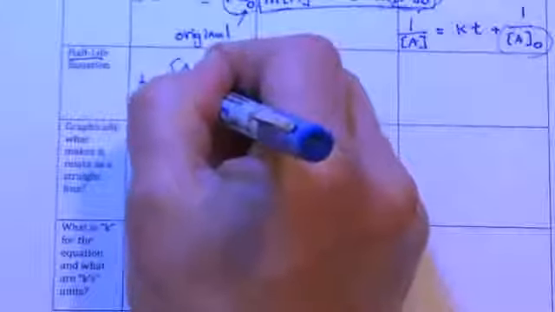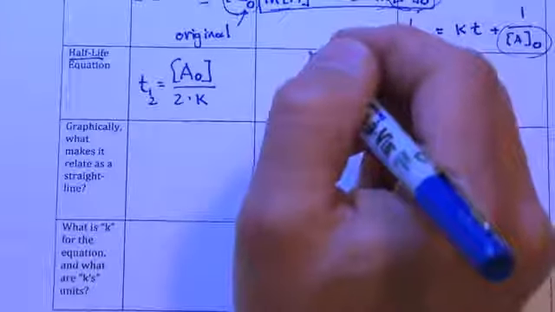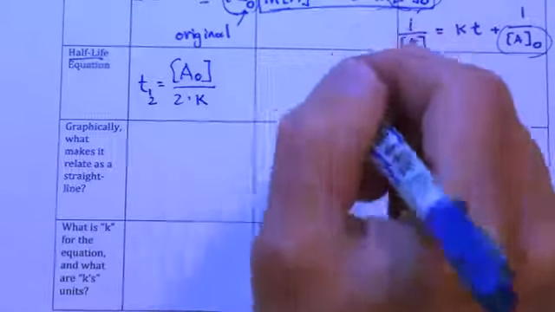T 1/2, or the amount of time it takes to get to half the original amount, is equal to A original. I'll put concentration brackets around it because it's the original concentration, divided by 2 times K. For a first order equation, the half-life we can solve for.